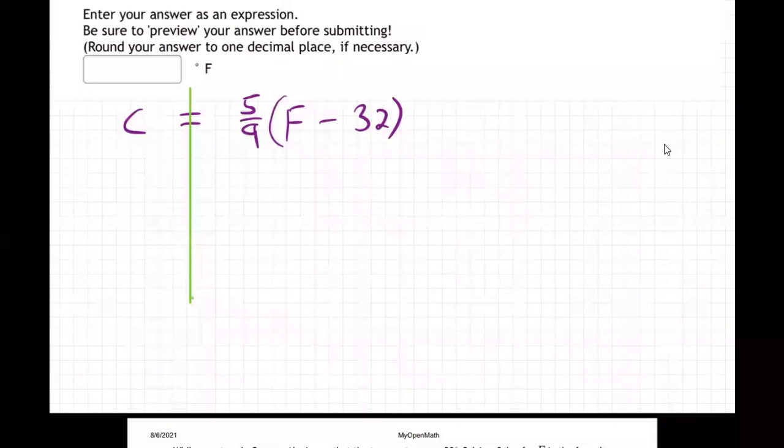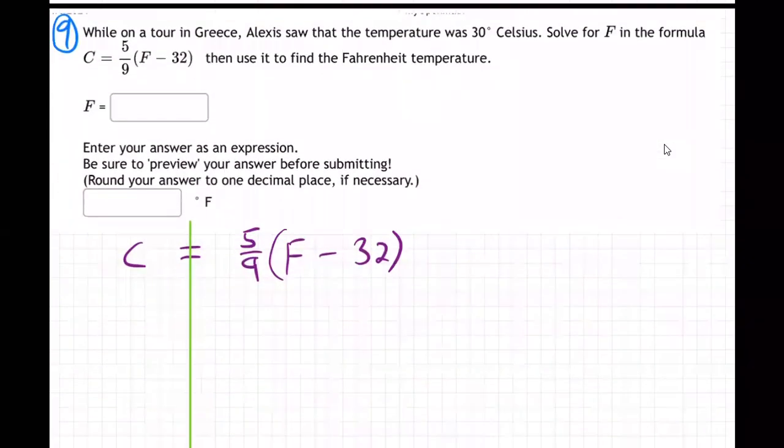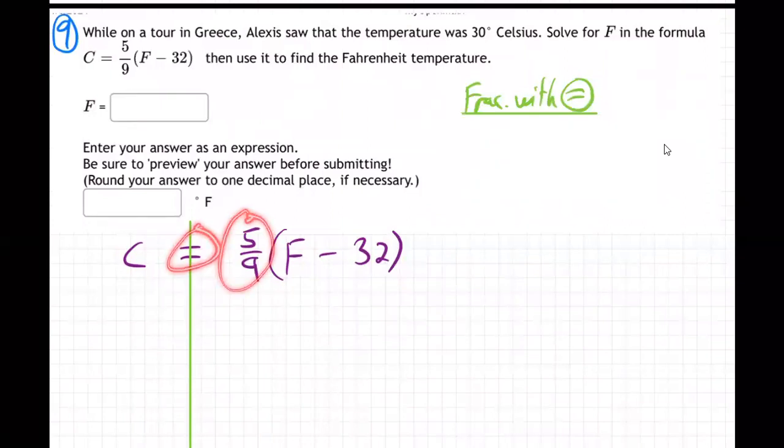Okay, so it's a formula, it's got lots of letters and some numbers. We're trying to get F alone, right? See how the F is alone here? So it's all about getting F alone. All right, so what do we do first? Well, I think you know, right? When we have fractions, what do we have here? We have fractions with an equal sign. So what do you do when you have fractions with an equal sign?